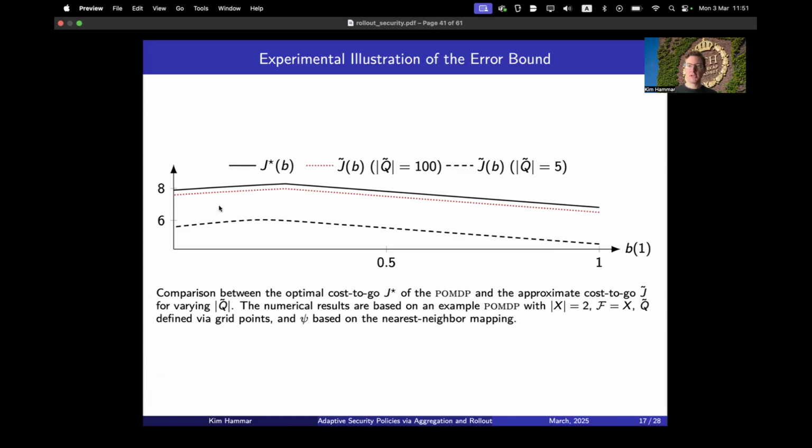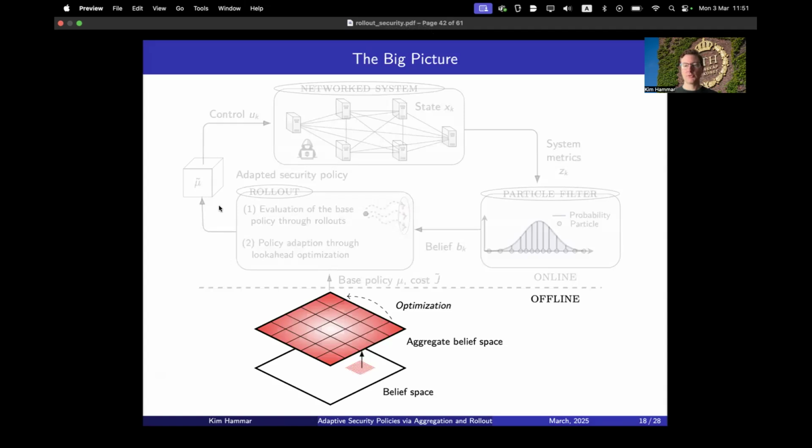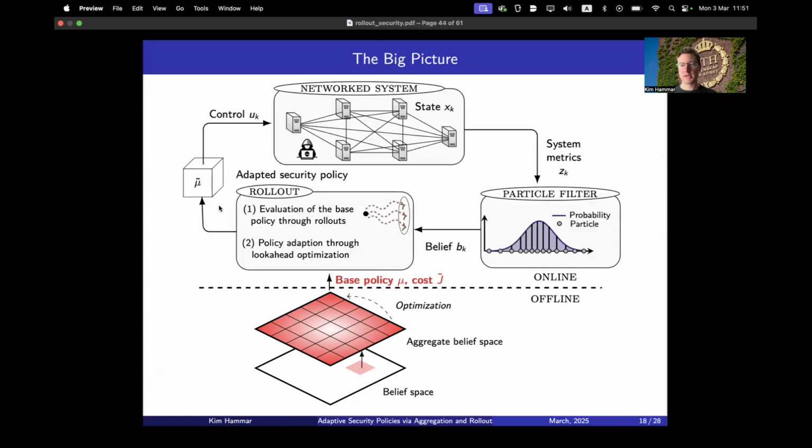So if you now look at the bigger picture, what we have covered so far is a general aggregation framework for offline approximation of the POMDP. And this is a scalable approximation in the sense that we can adjust the computational complexity based on the available compute resources by tuning the number of features and the resolution of the aggregation. And this offline optimization then gives us a base policy and an approximate cost, J tilde. And now the second part of our framework is about how we can refine that base policy online.